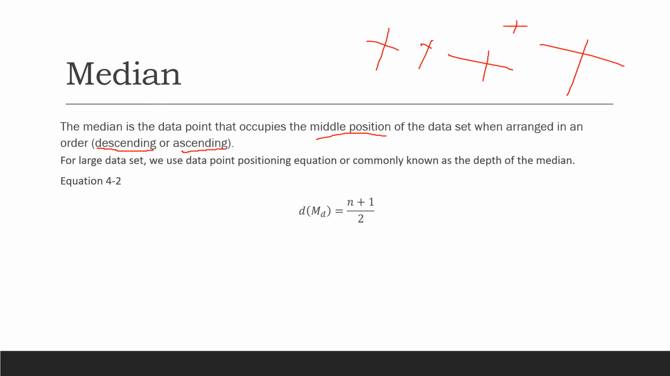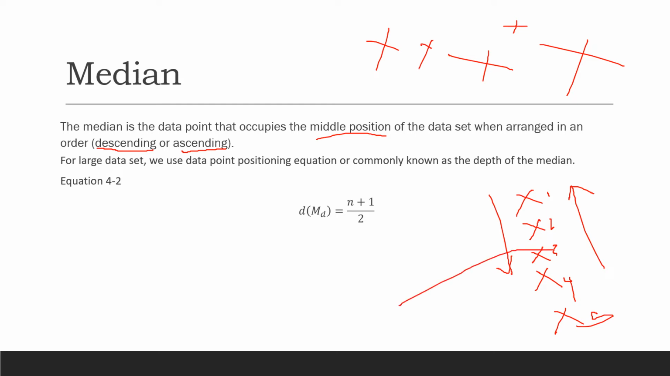So you have data 1, 2, 3, 4, 5 right there, and you will have to line them up or down that way. Descending or ascending, in whichever way you want to line it. And then you're going to see the middle position of that. So if I got 5 of them, the middle position is probably right there, which is this guy.